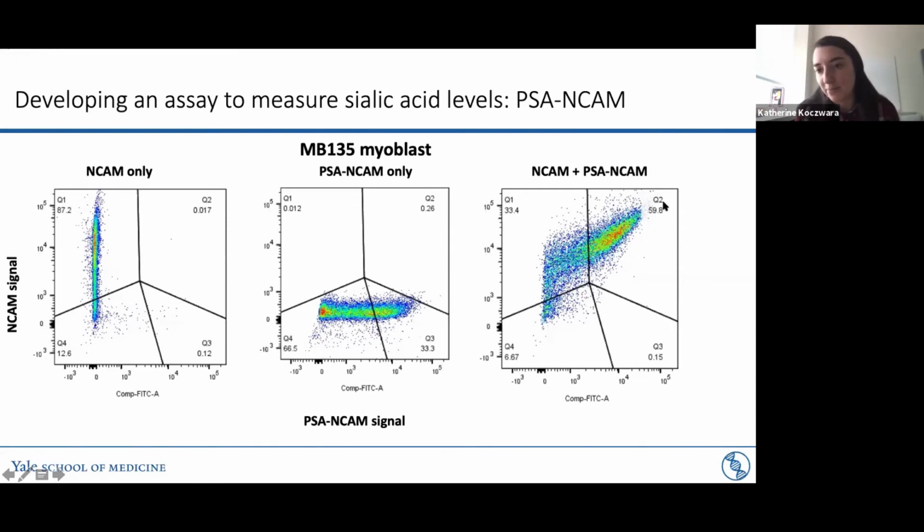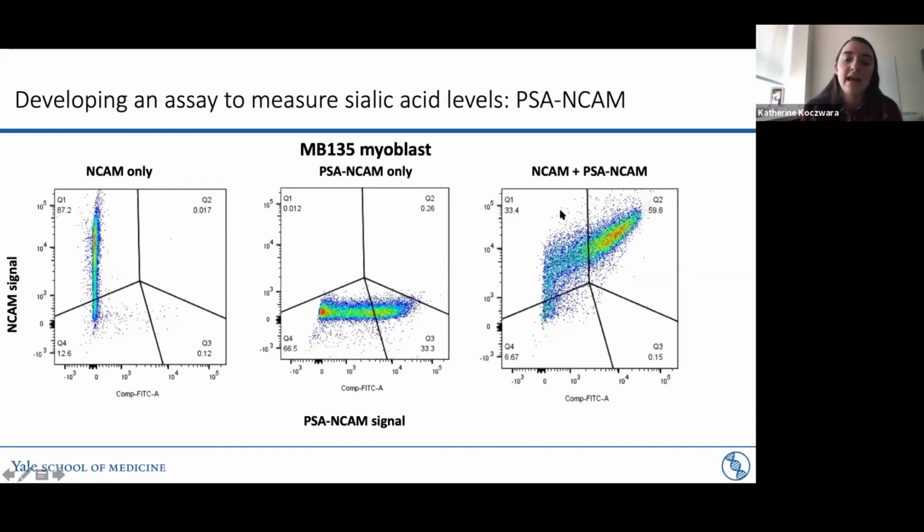So then we can get a percentage of how many of these cells have the sialated form. So in this sample, it happened to be just around 60% of the cells had the sialated form of this protein, whereas 33% had the protein without the sialated form. And we can look in a variety of cell lines to see if this proportion changes.